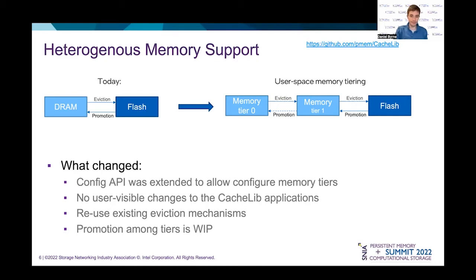We were able to reuse some of the existing eviction mechanisms to evict items from tier 0 to tier 1. And then, of course, we still can have this backing flash layer. We're still working on promotion between the tiers, moving these objects up, but we have eviction down.